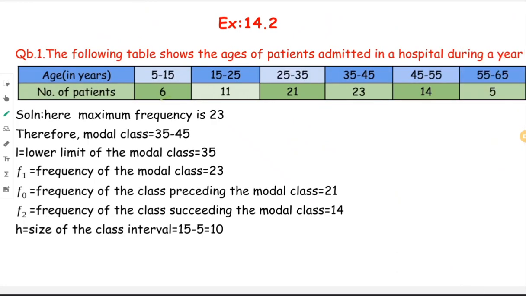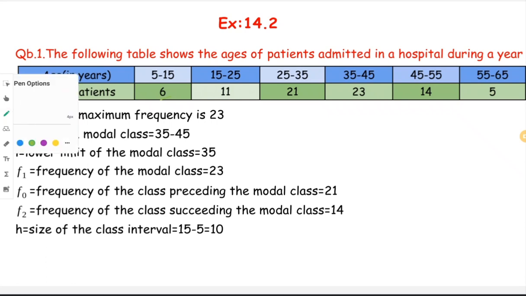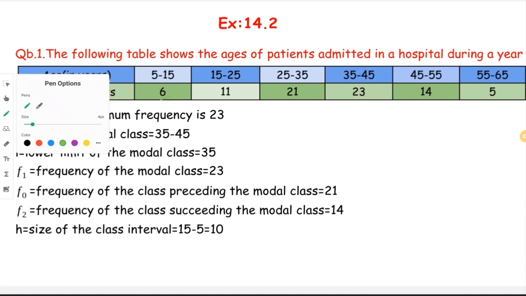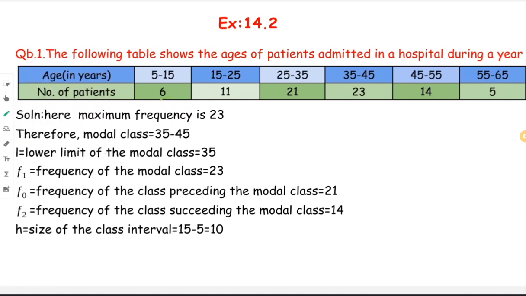The following table shows the ages of patients admitted in a hospital during a year. The first thing that you have to do is find the highest or the largest frequency. Frequency means what? All these 6, 11, 21, these are all the frequencies. So the largest or the maximum. You can see that 23 is here, so you have to find this first.